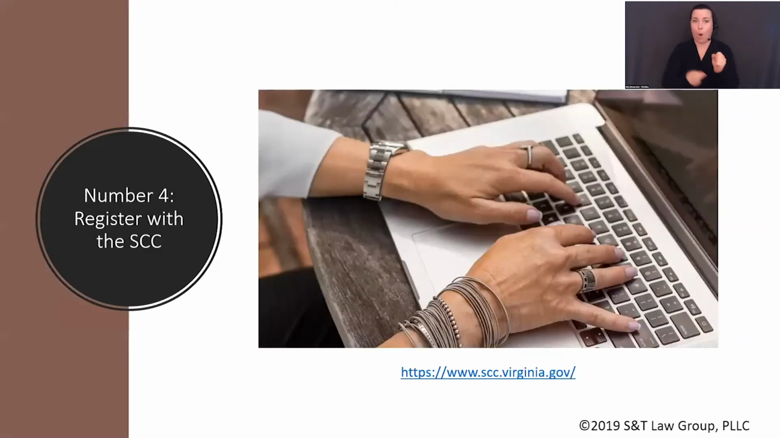Okay. Number 4. Register with the State Corporation Commission. We do most of our work in Virginia. We also do DC and Maryland. So this website that I provided here is for the Virginia website. And it's really easy to do. You basically go online. It's the same with DC as well. They have really good instructions about how to get your company started.